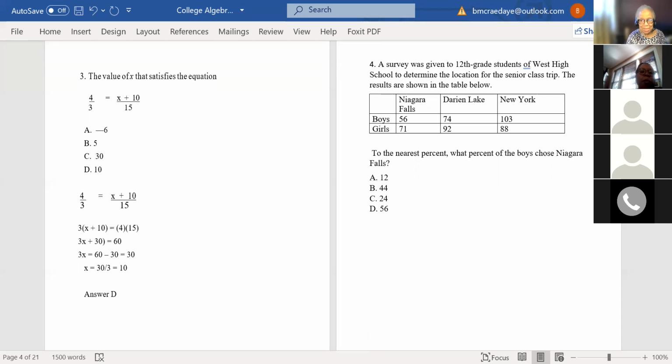Notice you're only dealing with the boys, right? What percent of the boys chose Niagara Falls? 56 percent. 50%. Half. Half? How do you get half? 50% out of 100 is a half. I don't see 50 as one of the choices, Latoya.